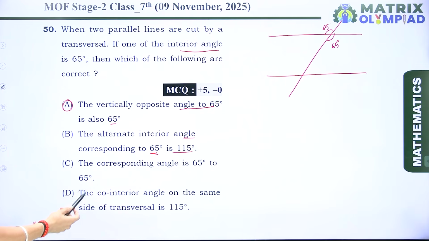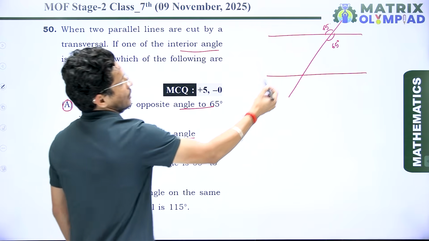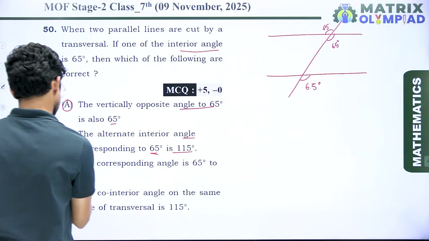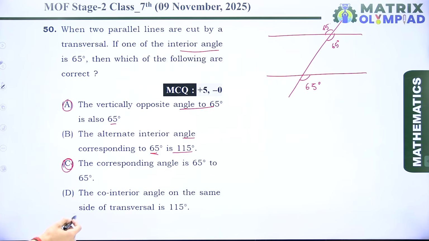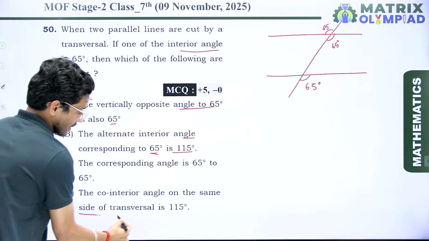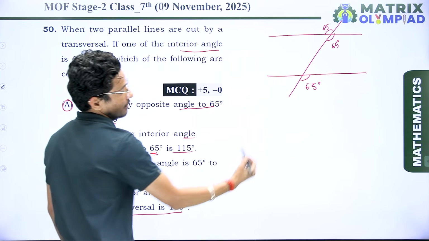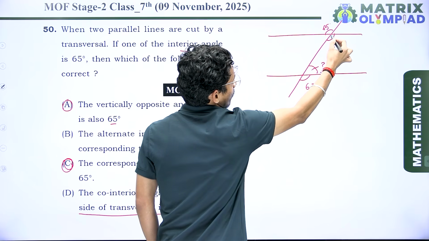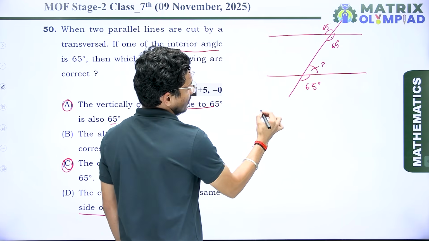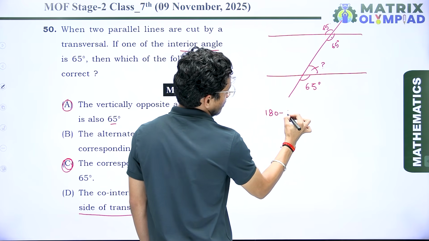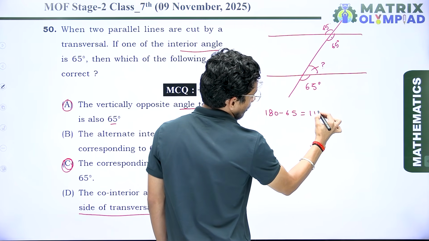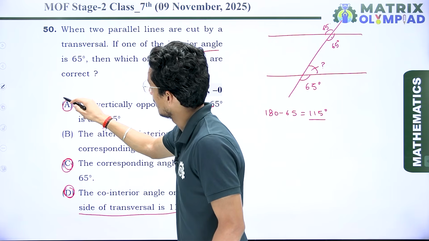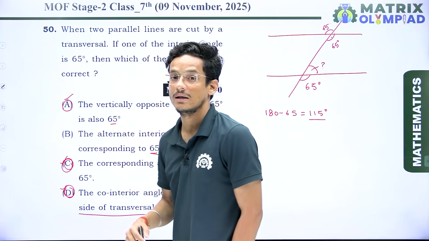Next, the corresponding angle of 65 is 65 degree. So the corresponding angle of this one is this one. This is also 65 degree. So this one is also correct. The co-interior angle on the same side of a transversal is 115 degree. It means this one. So we know the sum of co-interior angles is 180 degree. So 180 minus 65 degree, it means 115 degree. It means this option is correct. So here A, C and D are the correct answers.